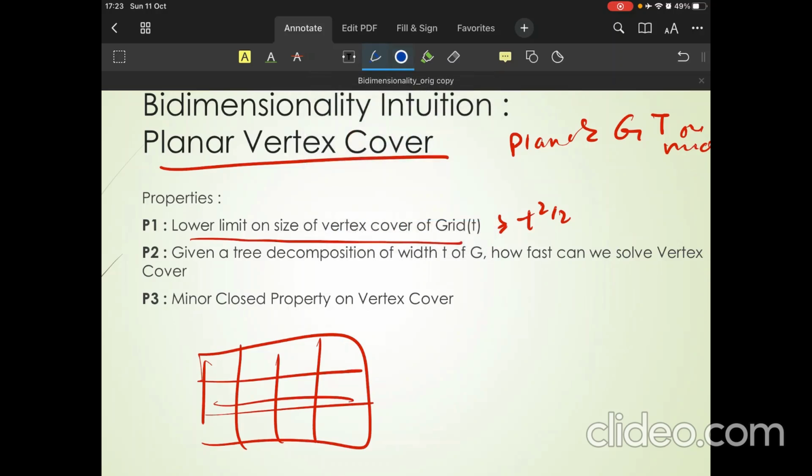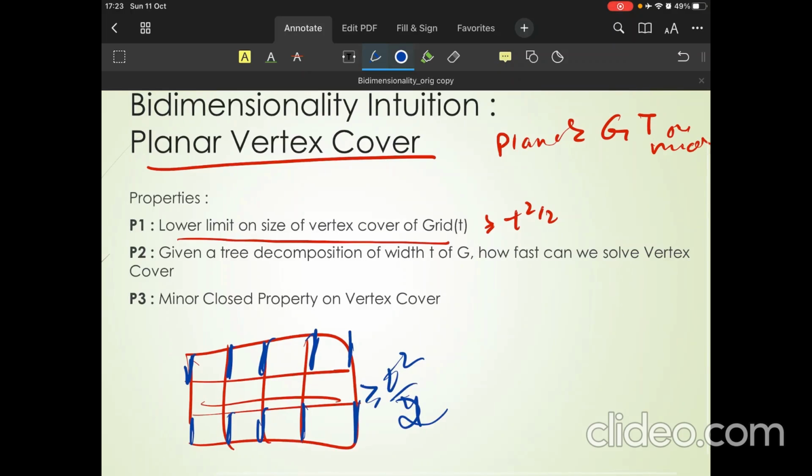See, this is a grid. I can give you a constructive proof. Consider this matching. It's of size at most T square by 2, and you know that the vertex cover is at least the matching. So we know that T square by 2 is the minimum size of the vertex cover for a grid T.